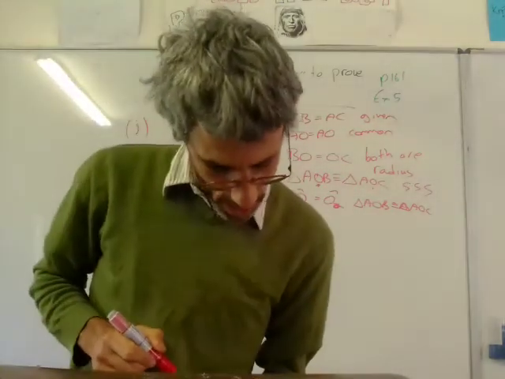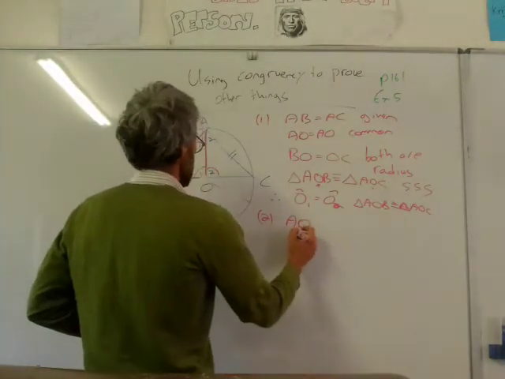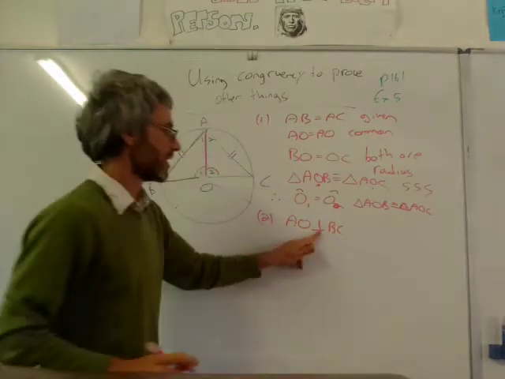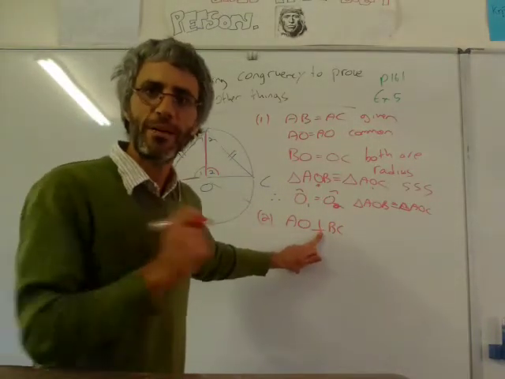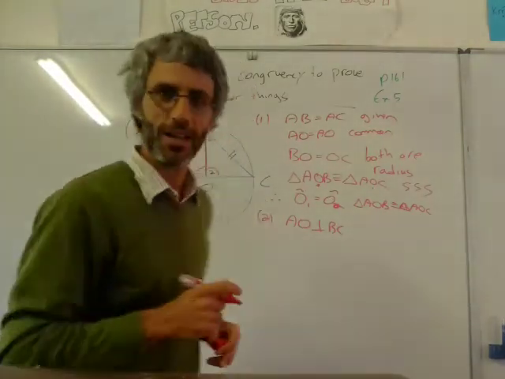The next part, they want me to prove that AO is perpendicular to BC. Some of you ask me, what does that symbol mean? It means right angle, perpendicular. It means basically it's 90 degrees. That's what they want to show me.